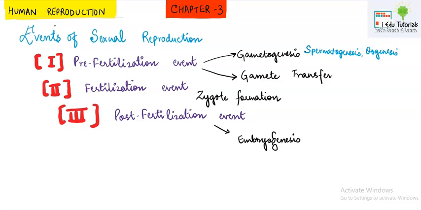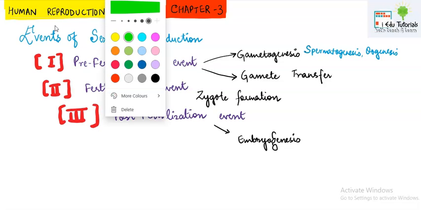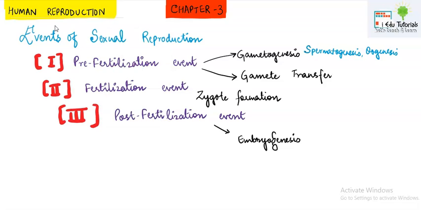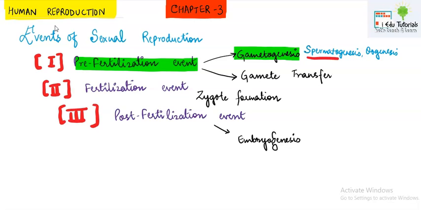Now let me give an overview here of what is left. Events of sexual reproduction were explained in chapter number 1 also. Here we are studying about human beings. So the first event is pre-fertilization event, and we are just over with gametogenesis, which was of two types: spermatogenesis in the human males and oogenesis in the human females.